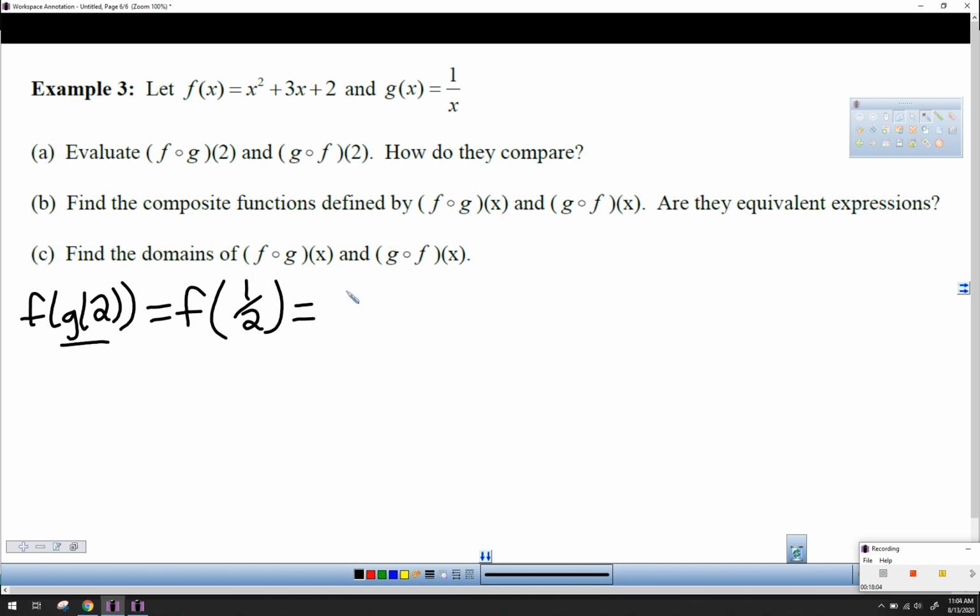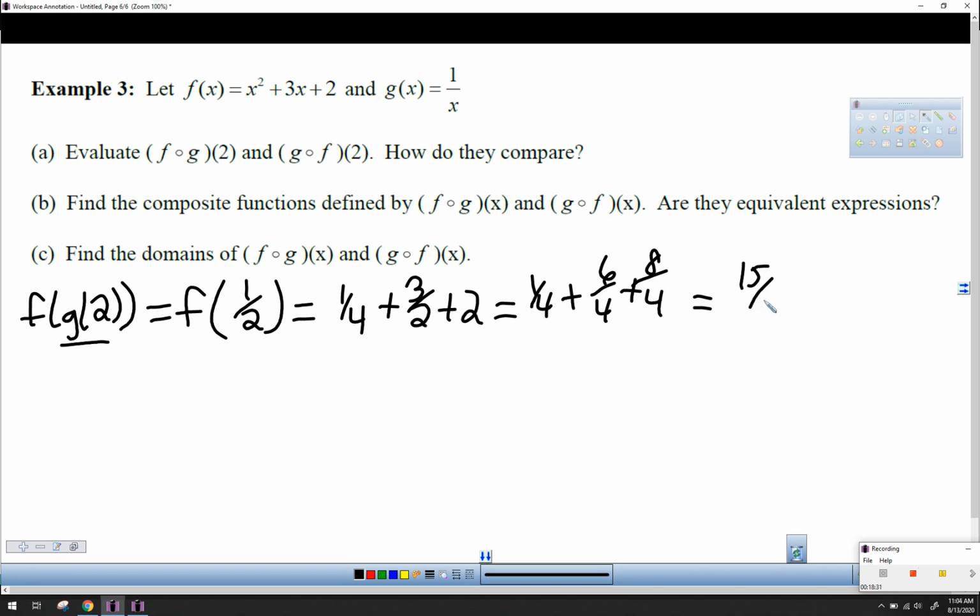So then we'd have 1/2 squared, which would be 1/4, plus 3 times a half would be 3/2, plus 2. And yes, it's important that you know how to add these fractions. Common denominator, so 1/4 plus 6/4 plus 8/4. Add all that together, you get 15 over 4. So that is f of g of 2.